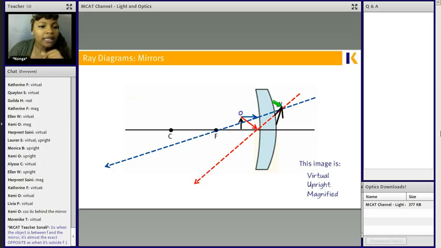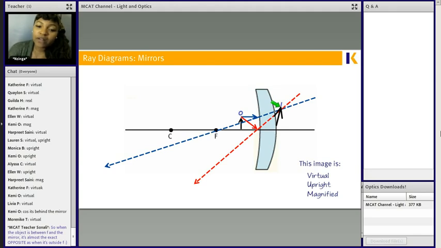You know what? Let me draw it so that it's starting at the bottom and making it directly to the top, okay? But you can definitely see that that image arrow is going to be larger, so that's how we know that it's going to be magnified. Okay, so remember that. Object in front of the focal point: virtual, upright, magnified.